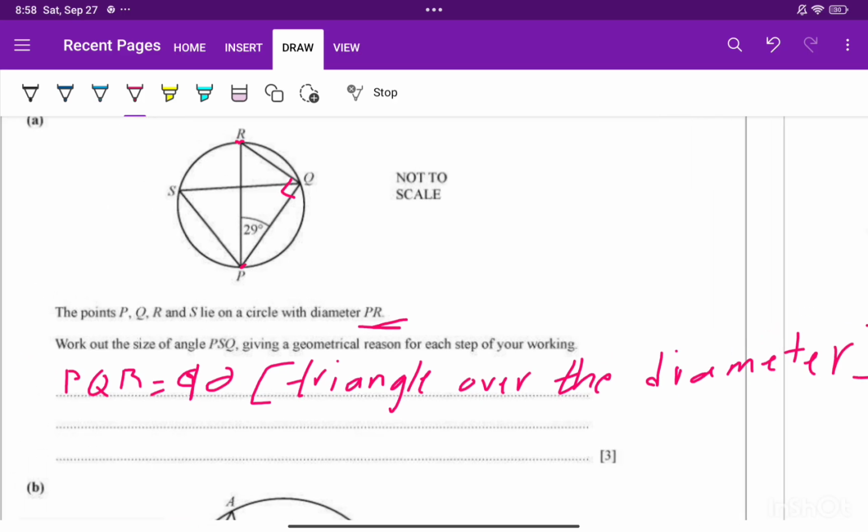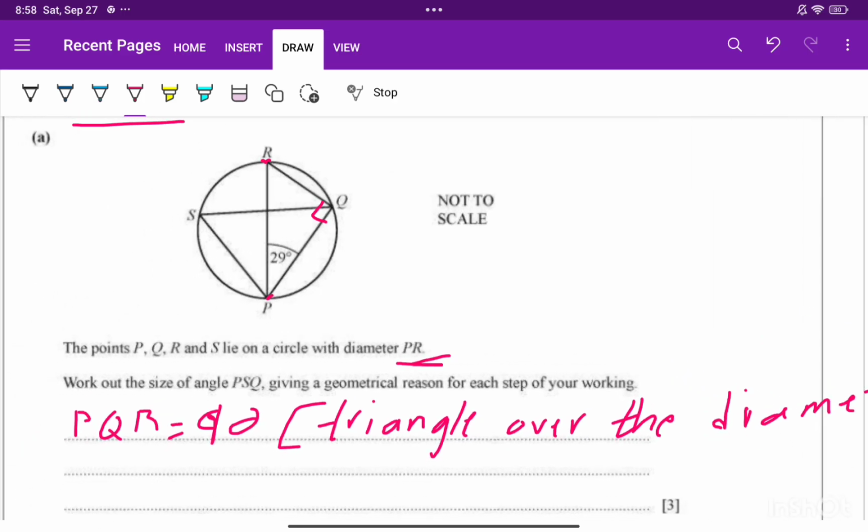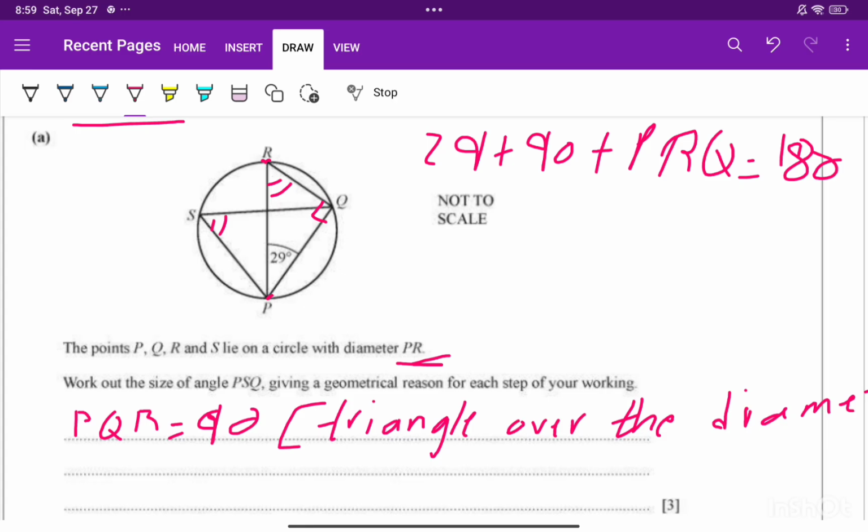Okay. We need to find angle PSQ. Need to find this angle. Now we can find this angle as the sum of angles in a triangle is 180 degrees. So we can write it like this: 29 plus 90 plus PRQ is equal to 180. So this will give us the answer: PRQ will be 61.